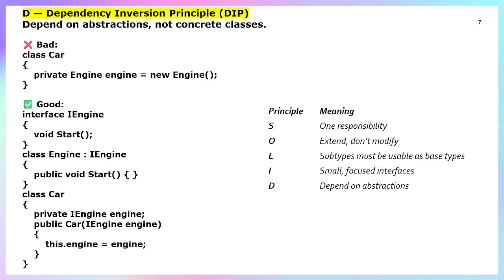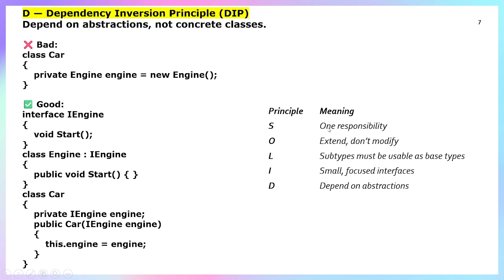Dependency Inversion principle: depend upon the abstract class, not the concrete class. Here you can see a class Car with a private Engine, new Engine, which is not good. The good way is an interface: interface IEngine with void Start, class Engine : IEngine with void Start, and class Car with an IEngine, public Car(IEngine engine), this.engine = engine. It is a little bit confusing, but I will explain all these things here.